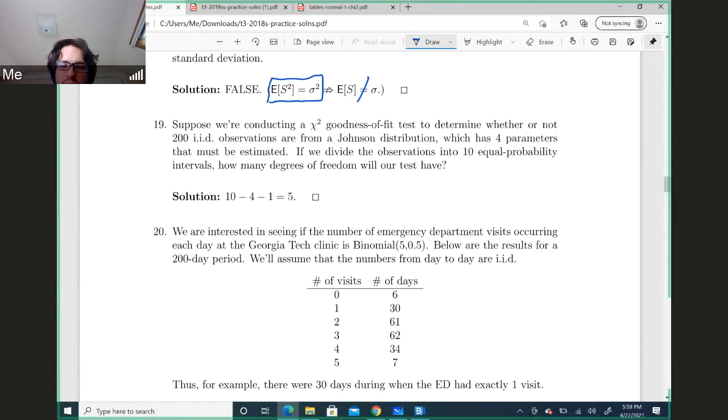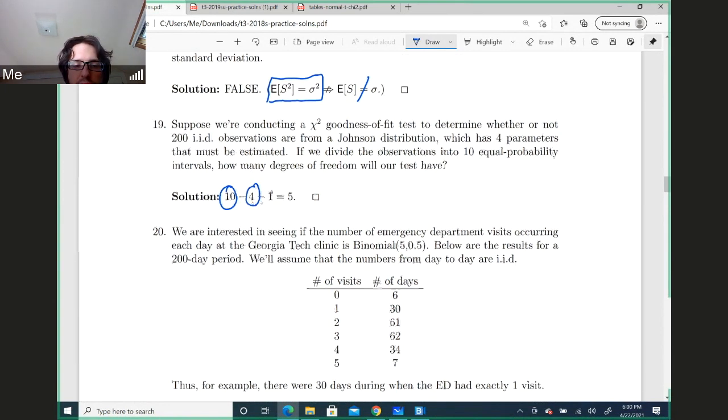Question 20. Suppose we're conducting a chi-square goodness of fit test to determine whether or not 200 IID observations are from a Johnson distribution, which has 4 parameters that must be estimated. If we divide the observations into 10 equal probability intervals, how many degrees of freedom will our test have? And this is really simple. It's equal to the number of buckets or intervals minus the number of free parameters that we have to estimate, and then you subtract an additional 1, and you get your answer. So that should be a really easy one.